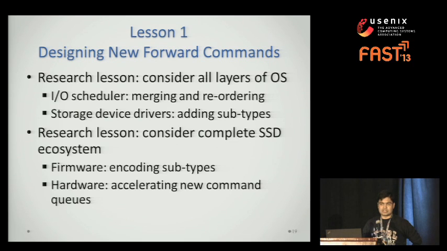The second lesson which we learned was, it's not just the endpoints of the system, the device and the file system. We also need to consider the hardware and the firmware and consider the complete SSD ecosystem when we are proposing new SSD designs as well as new interfaces. We need to encode the subtypes in the firmware so as to still make use of the hardware accelerators or the hardware command queues within these devices.